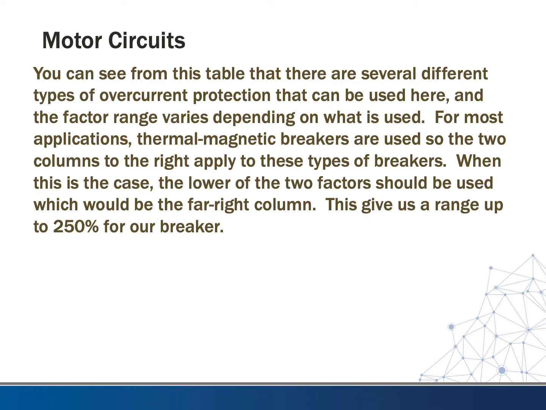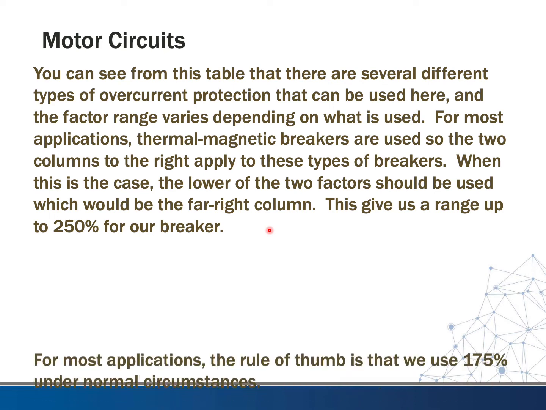So you can see from this table that there are several different types of overcurrent protection that can be used here, and the factor range varies depending on what is used. So for most applications, thermal magnetic breakers are used, so the two columns to the right apply to these types of breakers. When this is the case, the lower of the two factors should be used, which would be the far right column. So this gives us a range up to 250% for our breaker.